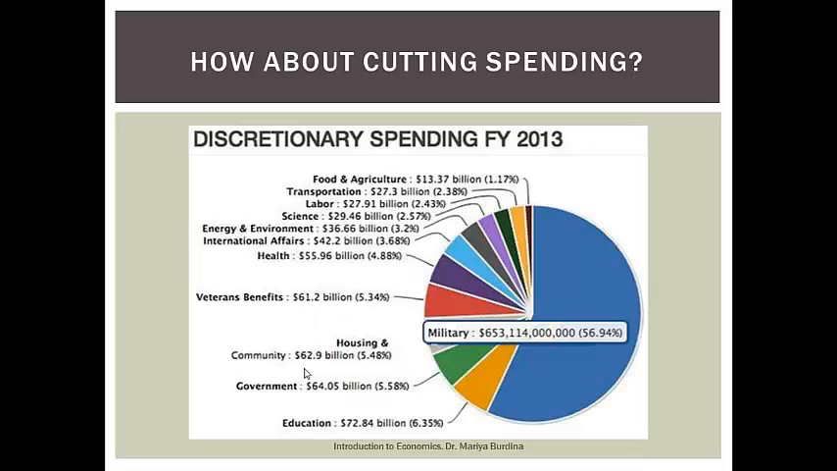So let's look a little bit more closely at discretionary spending. If you include the military spending and all the other categories, this is how the pie chart looks. About 56% goes towards military spending, and everything else goes towards food and agriculture, transportation, labor, science, energy, international affairs, health, veterans benefits, government salaries, and education, such as subsidies and other things.